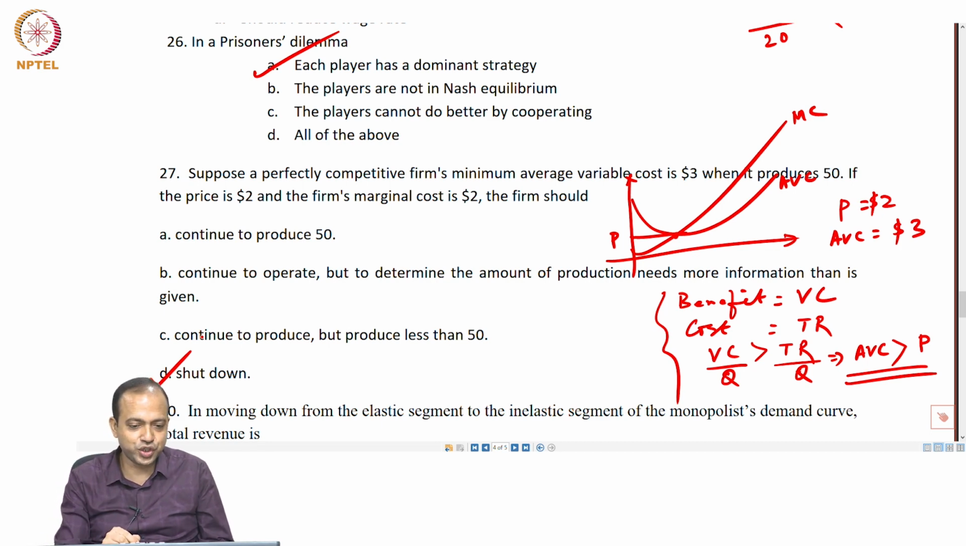There is a twist in this question. Price and MC are equal, so P equals MC is achieved. But the question is, is price at least AVC? No. The moment price falls below AVC, that is the condition for shutdown. Since in this question price is less than AVC, the firm must shut down, even though P equals MC is achieved.